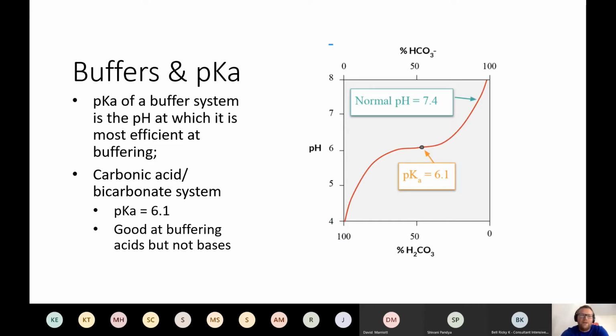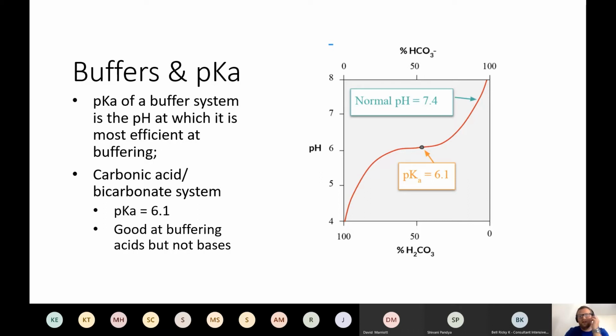So buffers and pKa. So the pKa of a buffer system is not only the pH at which you have 50% dissociated and undissociated acid, it's also the pH at which a buffer system is most efficient. So if we go back to the carbonic acid bicarbonate system, we can see that it's got a pKa of 6.1, and on this curve it's the flat part of the curve where it's most efficient.